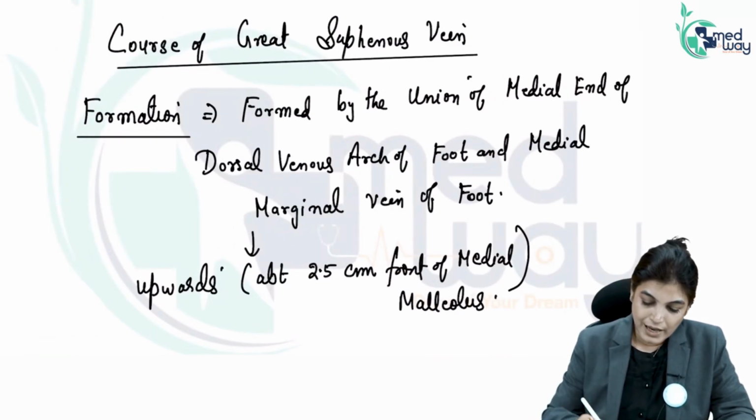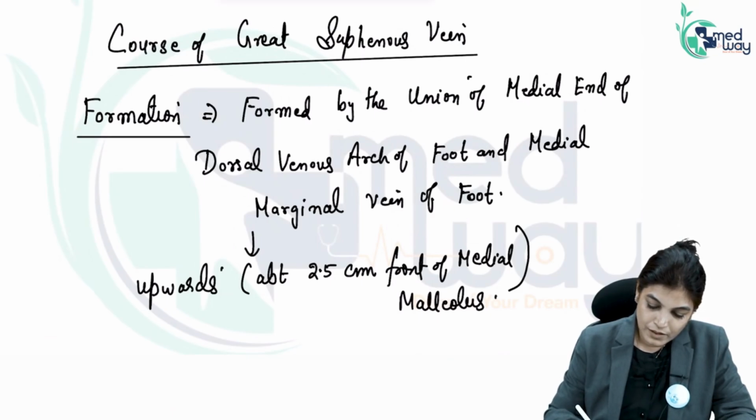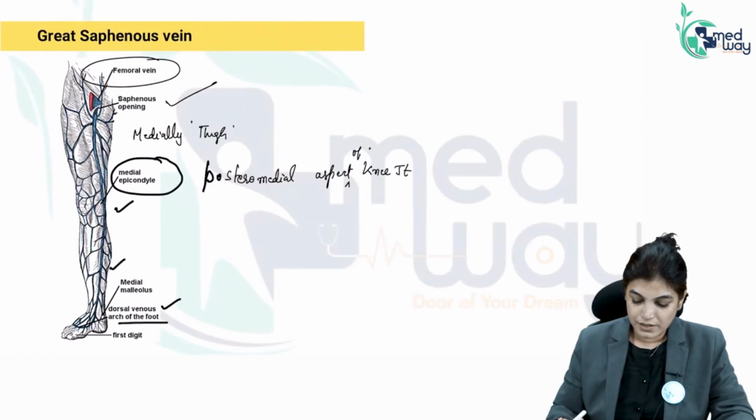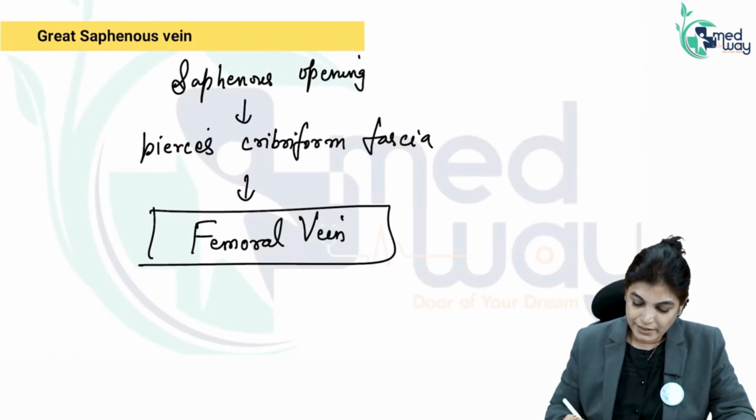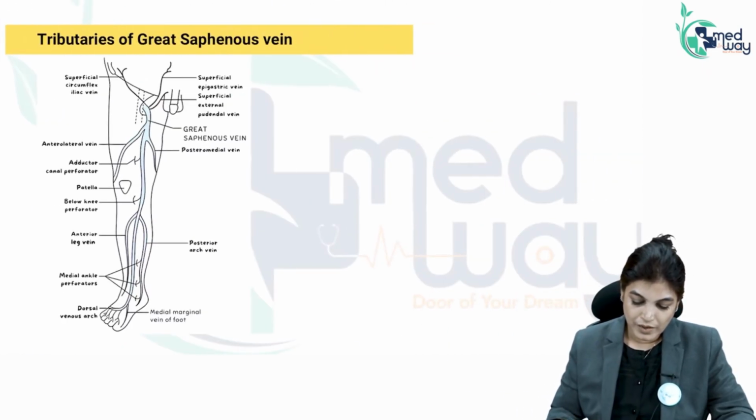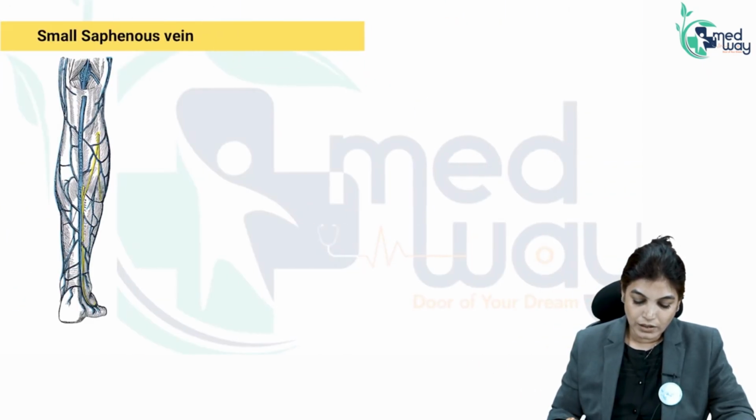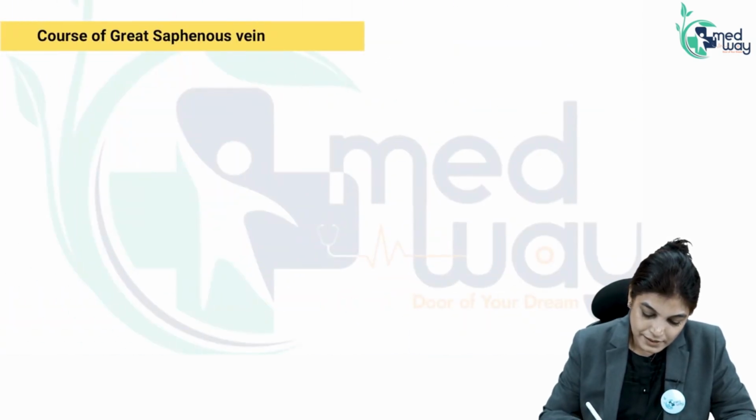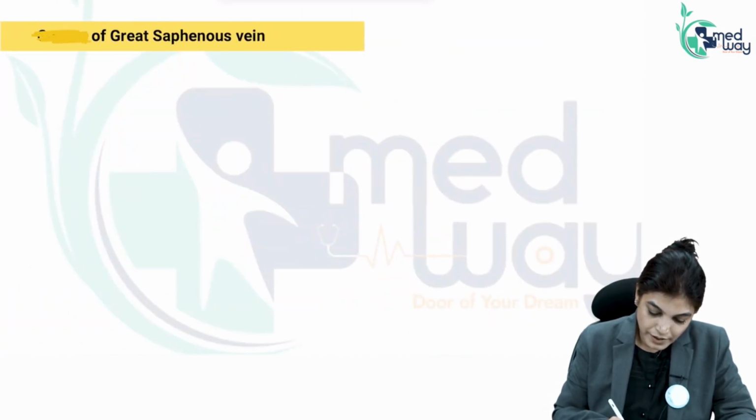What we have discussed here is the formation of the great saphenous vein, then the course and its ultimate drainage into the femoral vein. Now, in short, I want to talk about the tributaries of the great saphenous vein. So here you can write the tributaries of the great saphenous vein.